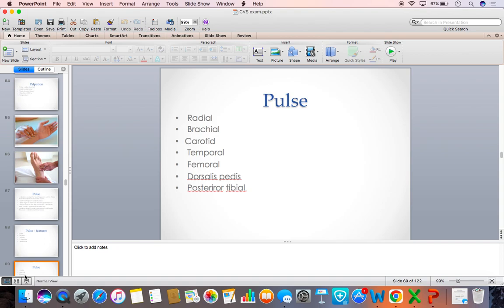After general inspection of the patient for findings like pallor, cyanosis, dysmorphic features, clubbing of the fingers, and edema of the feet, then proceed with the palpation. Under palpation, examine the pulse. Feel the radial pulse, brachial, carotid, temporal, femoral, dorsalis pedis, and posterior tibial.